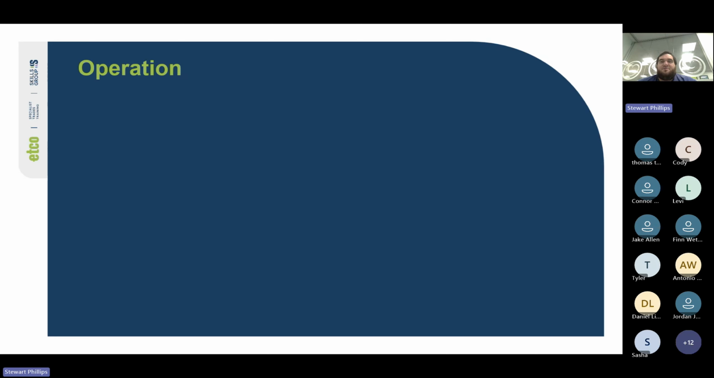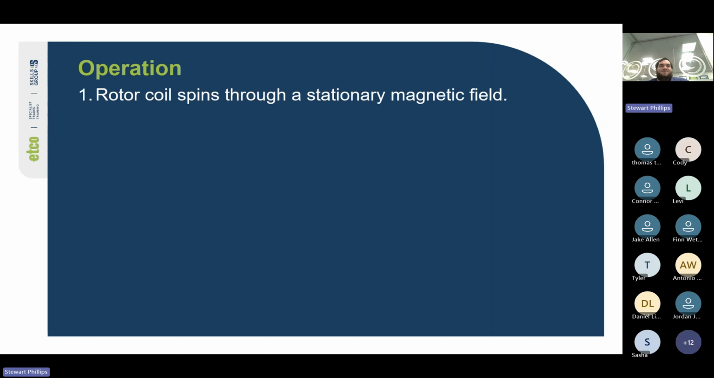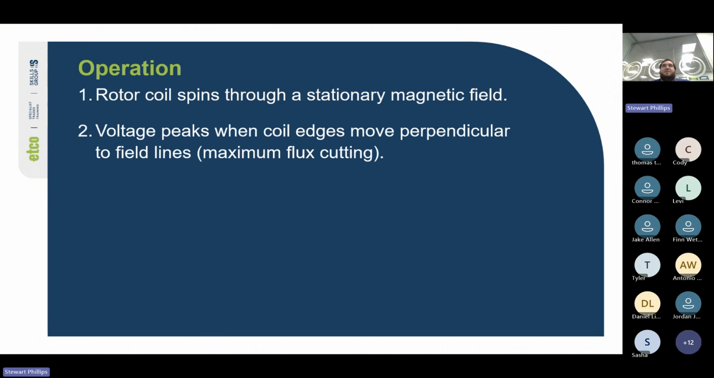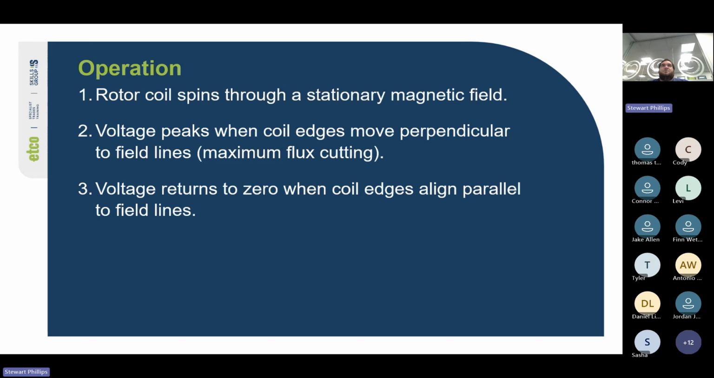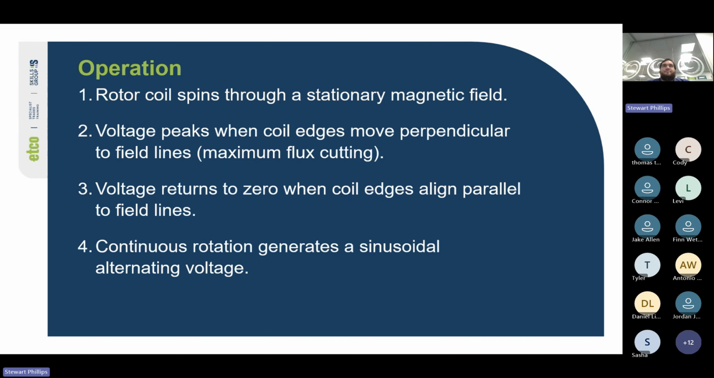Cool. So the general operation of the generator: the rotor coil spins through the stationary magnetic field. Then the voltage peaks when the coil edges move perpendicular to the field lines, so maximum flux cutting. And then voltage returns to zero when coil edges align parallel to field lines. So continuous rotation generates a sinusoidal alternating voltage.